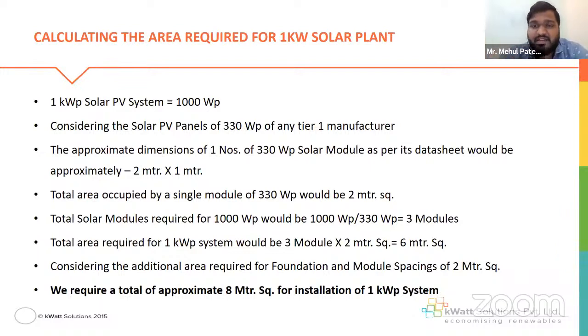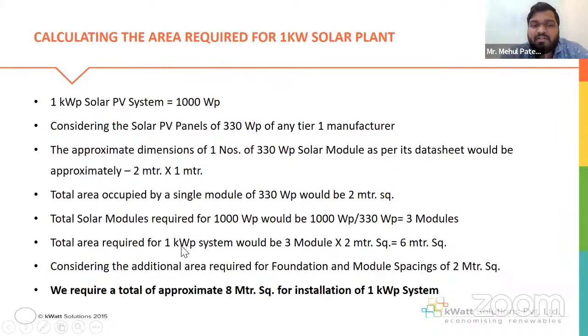As you go higher, let's say if you are considering the latest available solar panel of 650 watt peak, that is the maximum available nowadays, it will go up to 2.7 square meters, or up to 3 square meters. That is the size of a single solar panel nowadays available in monocrystalline technology. Coming back to our example, a single 330 watt peak solar panel will be of size 2 square meters. Total solar modules for a 1000 watt peak, that is 1 kilowatt peak, would be 1000 divided by 330, which is approximately 3 modules that you need to consider for a 1 kilowatt solar plant.